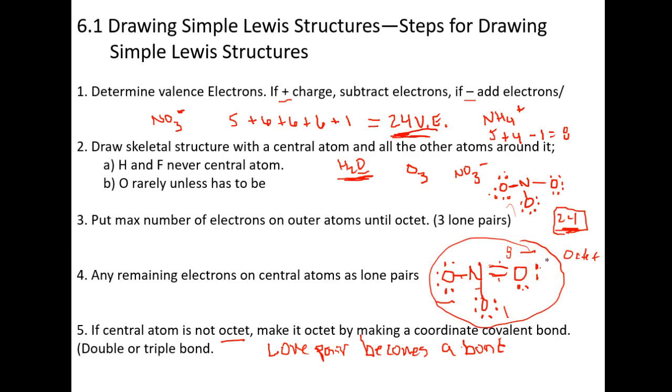Okay, on the next few pages, I want to go over a few other examples just to make sure you understand how to do this. Okay, so here we go. We're going to do 3 examples and show you how all these rules apply. We're going to do SO2, SO3, and then SO4 with a 2 minus charge. Remember the first step is valence electrons.